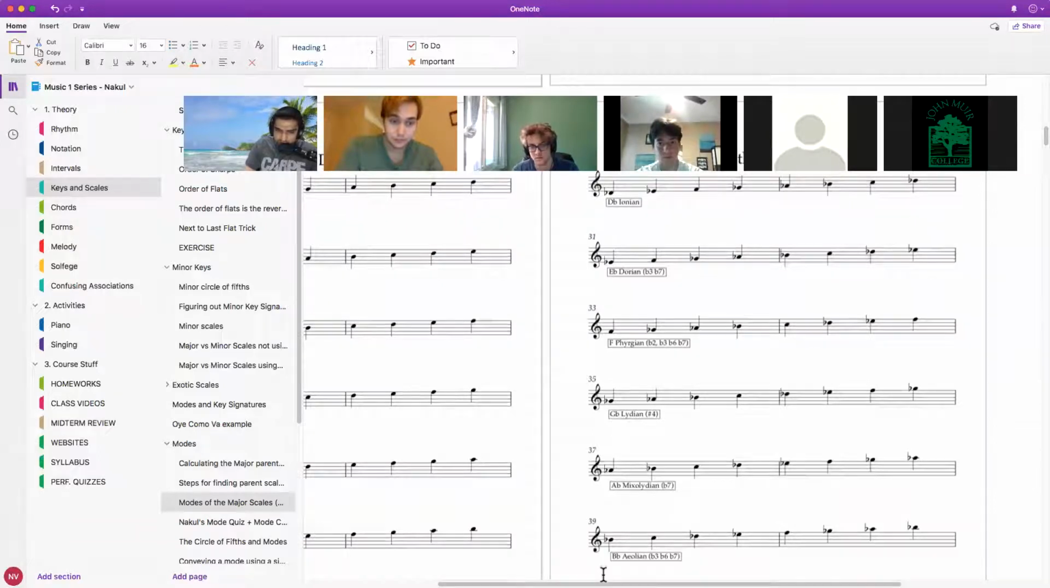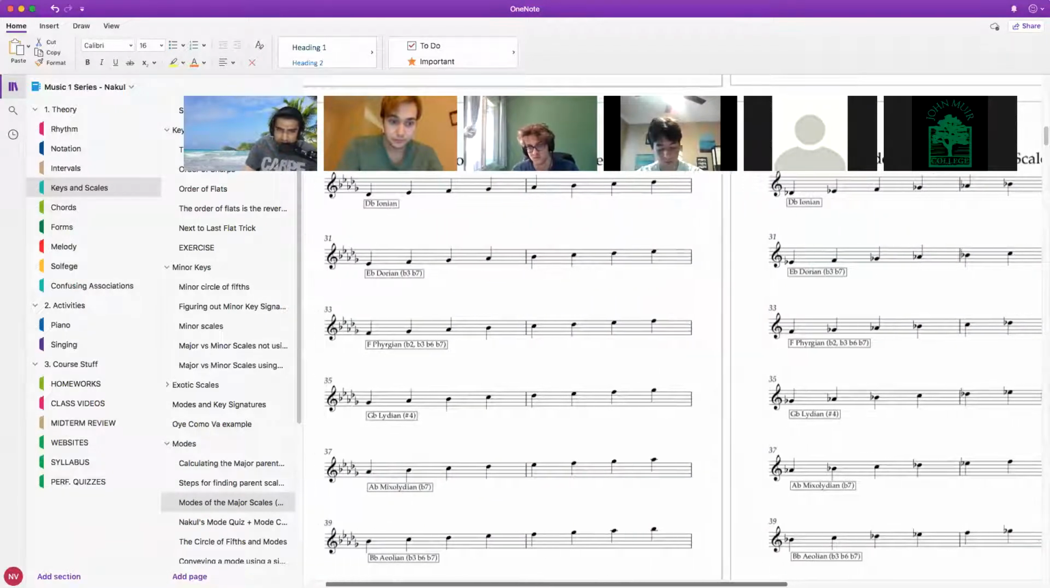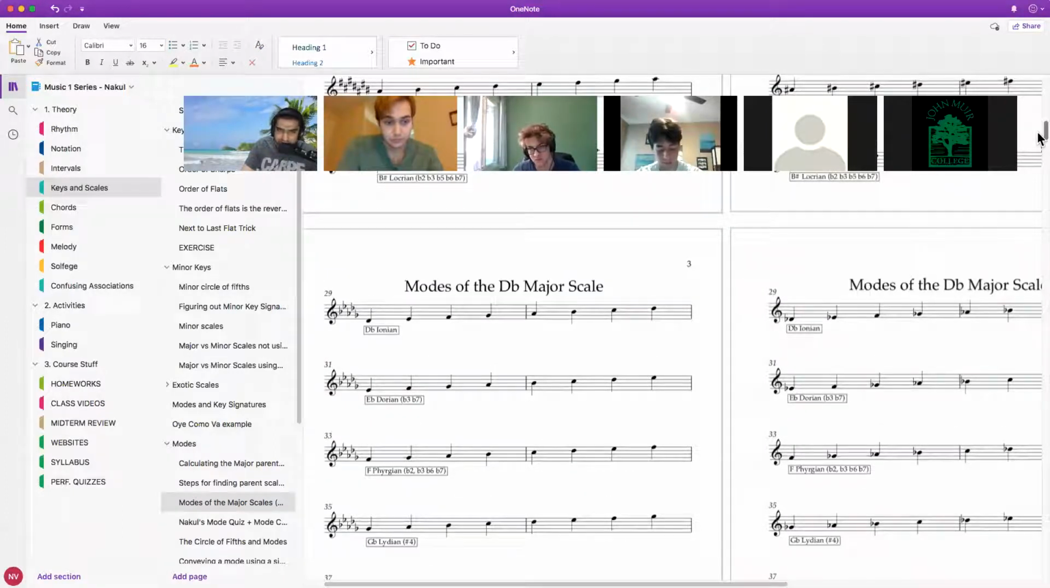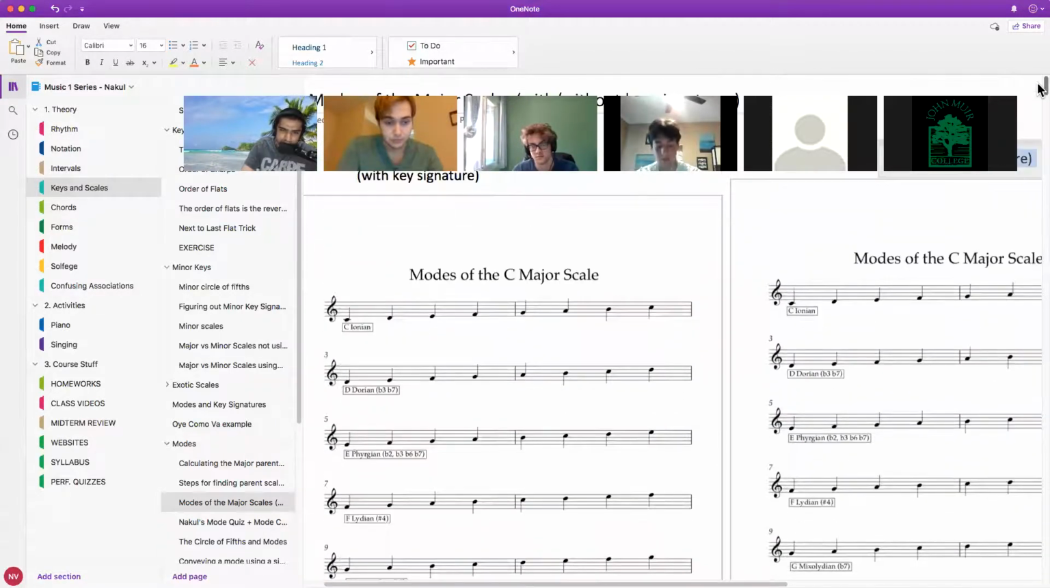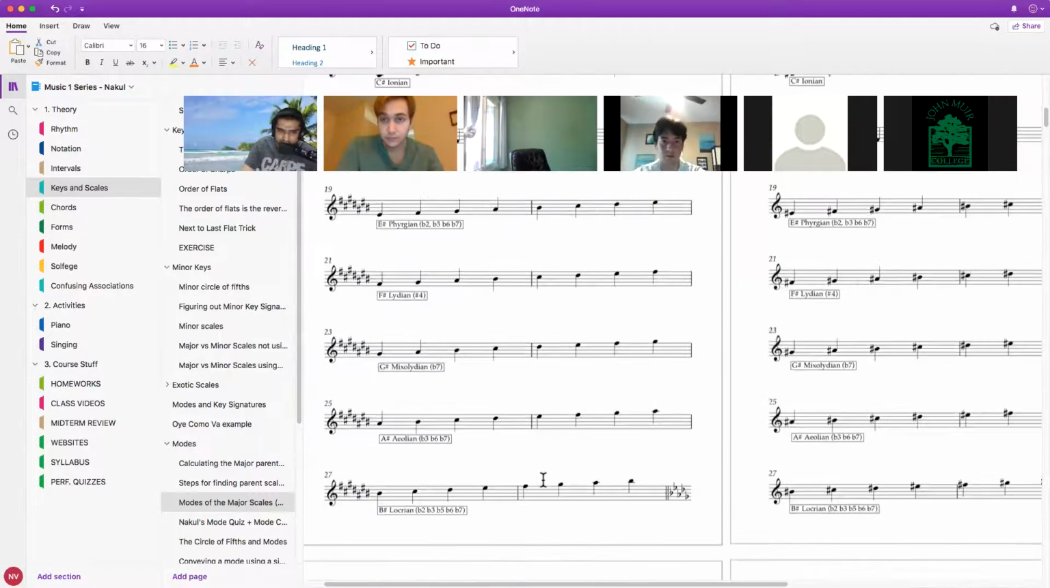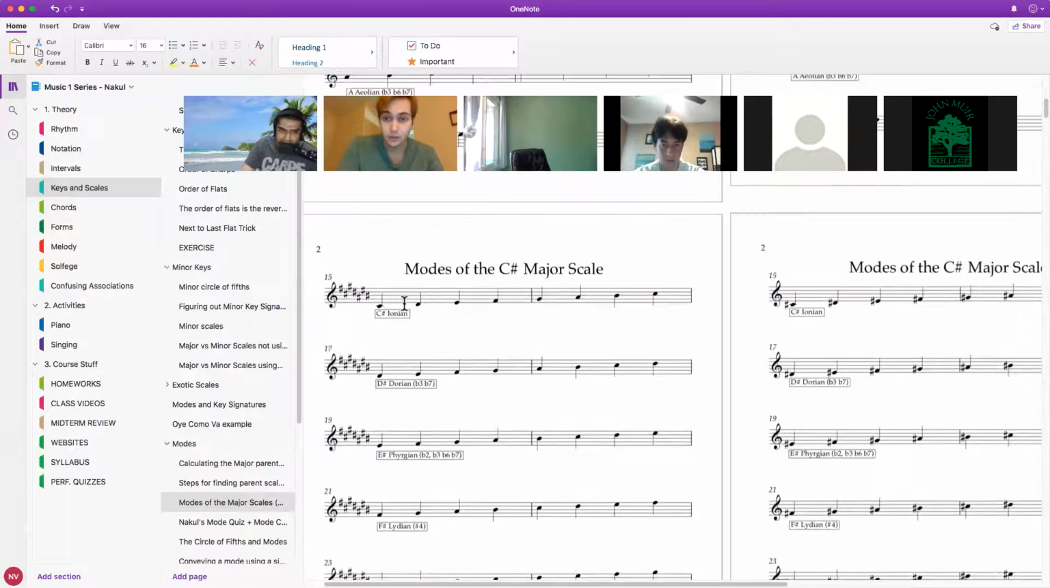Originally, I was going to share the PDF with you, but then I was like, nah, I don't want you to just search and find it, because you'll easily find the answer that way, and then you're not doing any work. So I excluded the PDF, so you can't actually search C Ionian and be like, oh, there it is, it's in the modes of the C major scale. Or you couldn't just search E sharp Phrygian and have it just show up in your PDF as being part of the C sharp major scale.